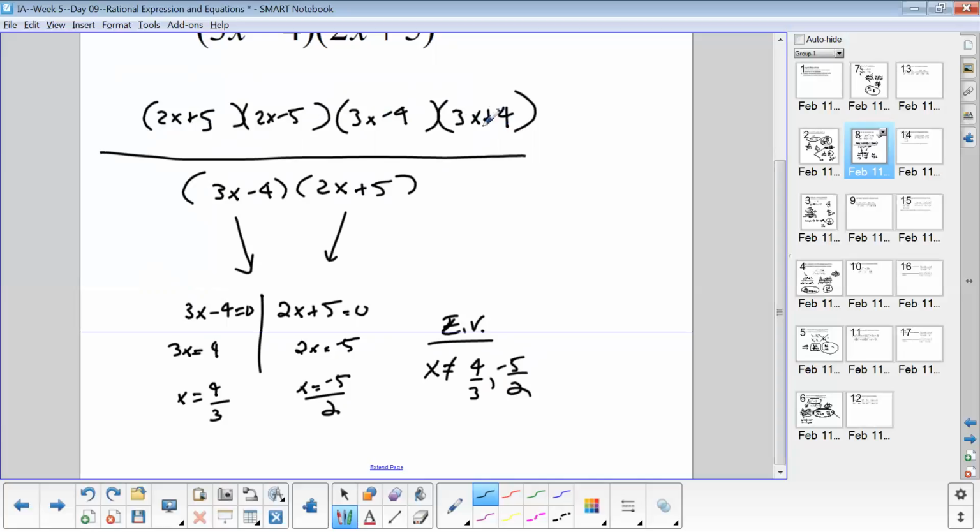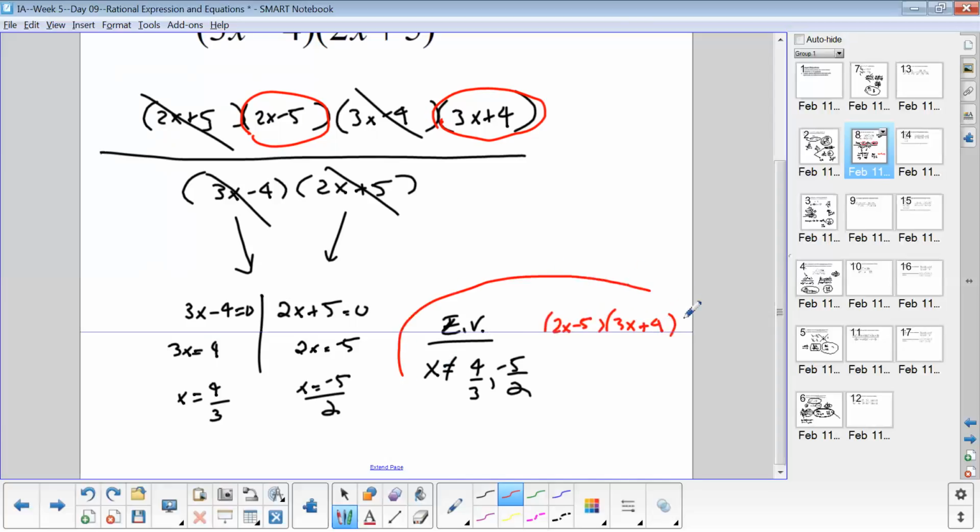And then you go back up here and you look, what could we simplify? Well, this would divide one another because they're the same terms, and this would divide one another. So what are you left with? Well, you're left with 2x minus 5 and 3x plus 4 in the numerator, with nothing in the denominator. So 2x minus 5 and 3x plus 4, along with the excluded values, would be your final simplified result of this rational expression.